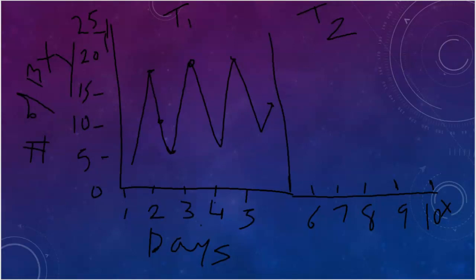And that tells us that the variability here is high, which means that the behavior is not stable, or it's not staying at the same frequency. There's a lot of variability. So we call this high variability.